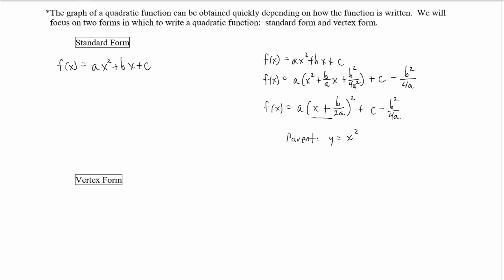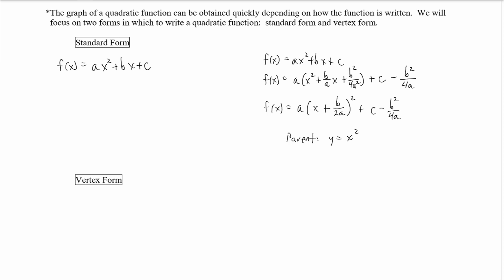You can see the horizontal shift right here. You can see the vertical shift right here. And you can see if a is not 1, there's a vertical stretch or compression. So this is actually a very useful form called vertex form. However, it's got a lot of letters, right? You can see the b's and the a's and the c's. So typically vertex form is not written with all the b's and the a's and the c's. It could be, it's just a little intimidating if it is.